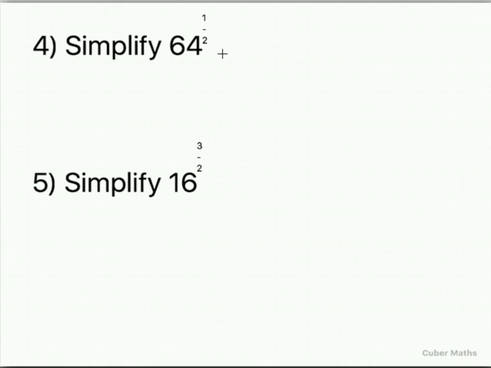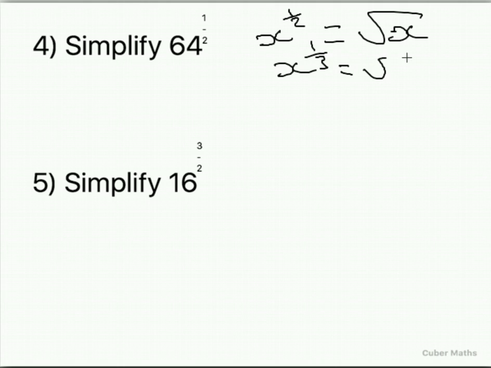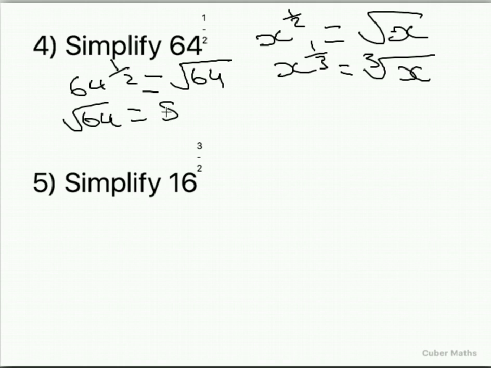Now here we have our question 4, which says simplify 64 to the power of 1 over 2. And now anything to the power of a fraction, so take 1 over 2, is equal to the square root of that. So this is equal to the square root of x. And if it said x to the power of 1 over 3, it will be equal to the cube root of x, and so on. So here we've got 64 to the power of 1 over 2, which is equal to the square root of 64. And the square root of 64 is equal to 8. So the answer to 64 to the power of 1 over 2 is equal to 8.